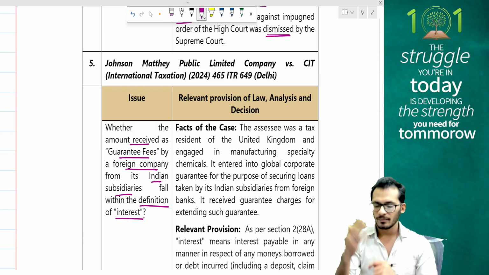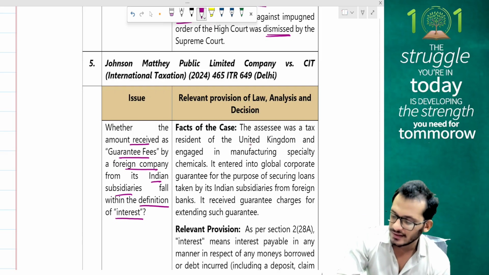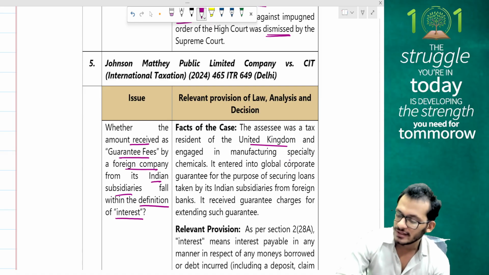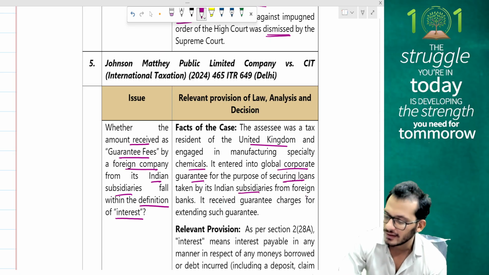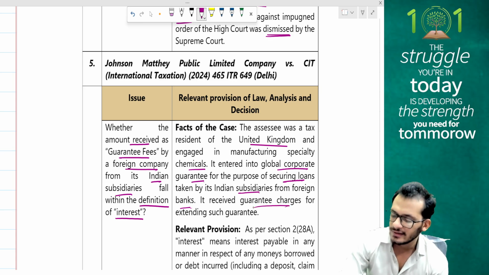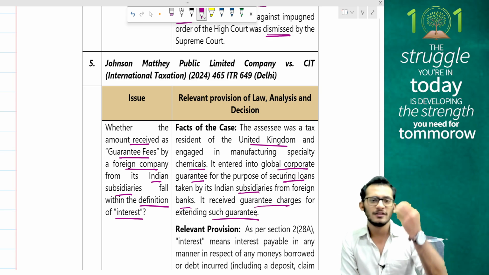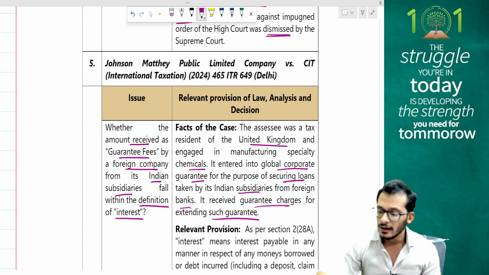Let's read the facts. The assessee was a tax resident of UK and is engaged in manufacturing specialty chemicals. It entered into a global corporate guarantee for the purpose of securing loans taken by its Indian subsidiaries from foreign companies and has received guarantee charges for extending such guarantees. So he's been receiving guarantee charges as a resident of UK.